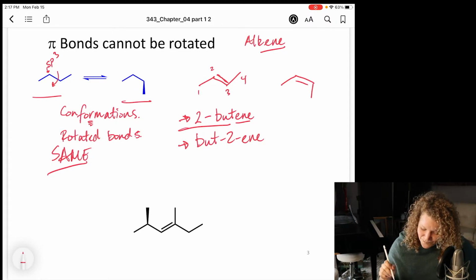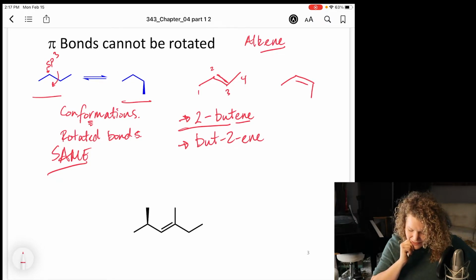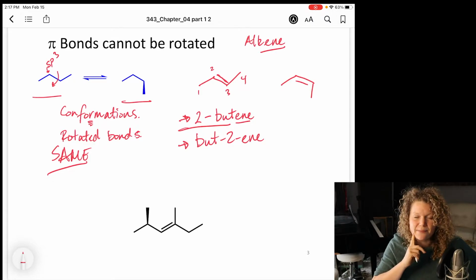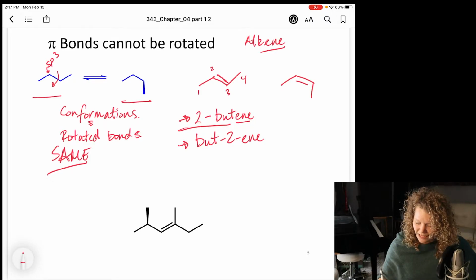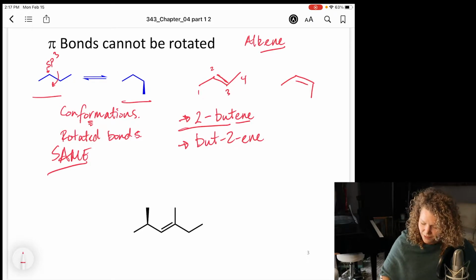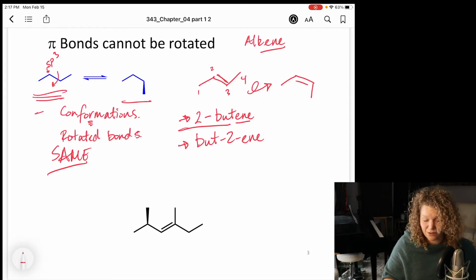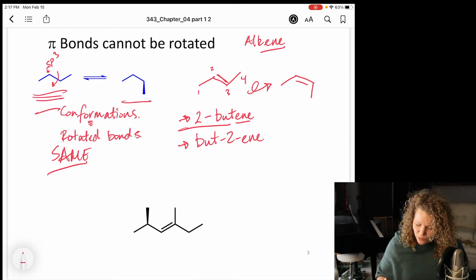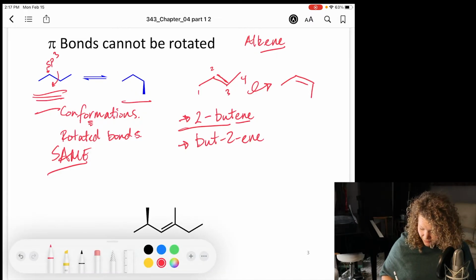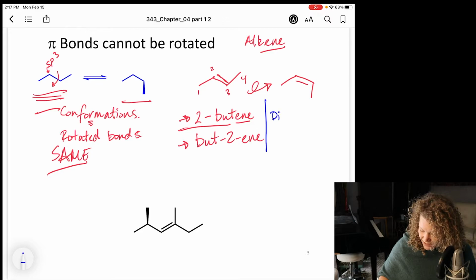So 2-butene. Now, when I look at these 2 molecules, the relationship between them, they're not the same molecule. I can't rotate this alkene to form the alkene where the 2 methyl groups are on the same side. But I could do that for an alkane, right? So these 2 compounds are actually different. They also have different physical properties.